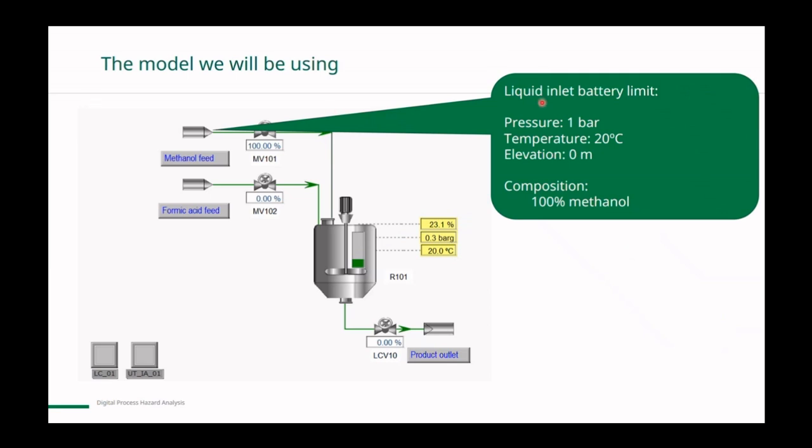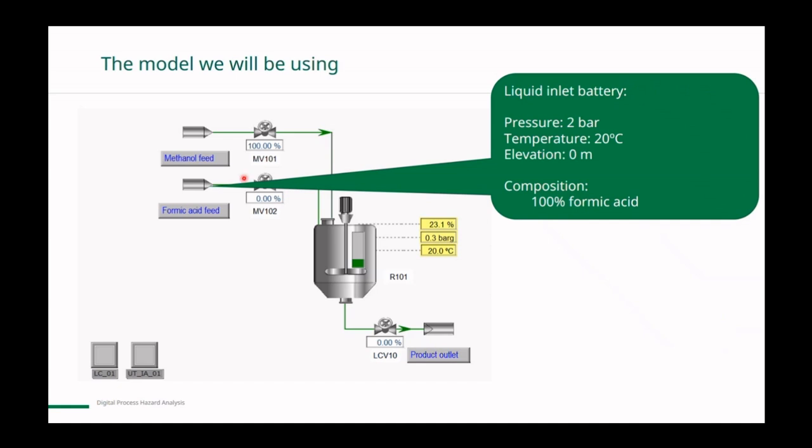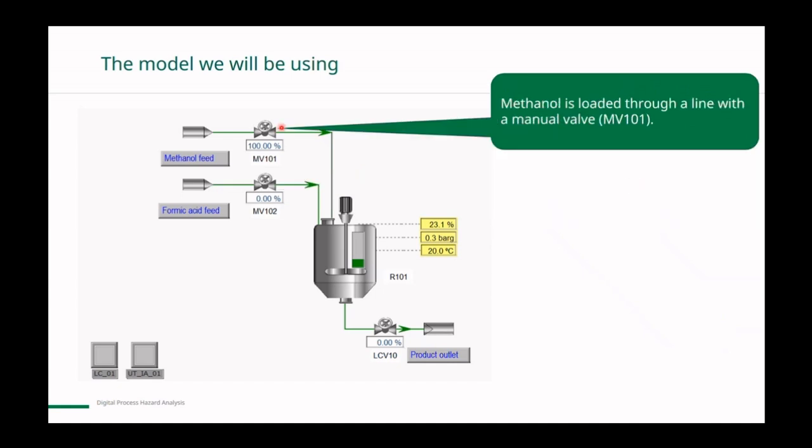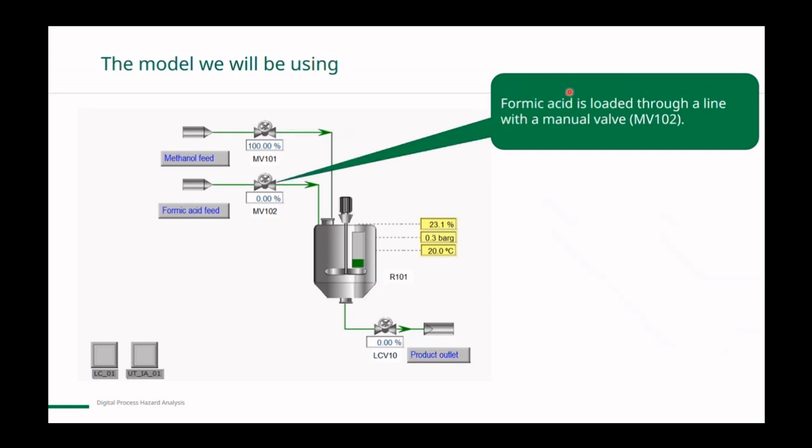The methanol is fed from an inlet battery limit at 1 bar and 20 degrees Celsius. The elevation of this battery limit is 0 meters, and the composition is pure methanol. Likewise, formic acid is fed from a battery limit at 2 bar and 20 degrees Celsius, and the composition is also pure formic acid. The methanol is loaded through a line with a manual valve called MV101, and the formic acid is loaded through a line with a manual valve called MV102.